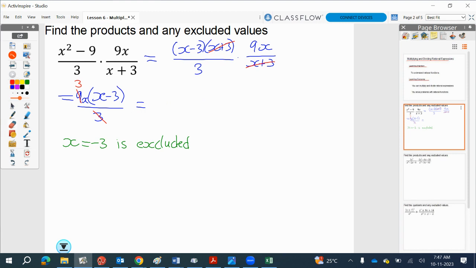So 3x squared minus 9. I can't see the board properly because of the reflection from the window.